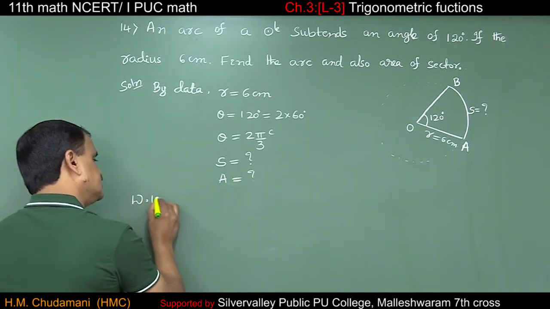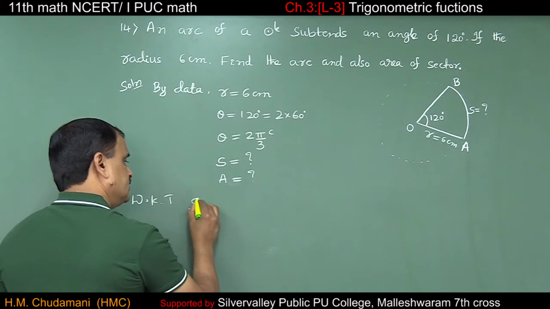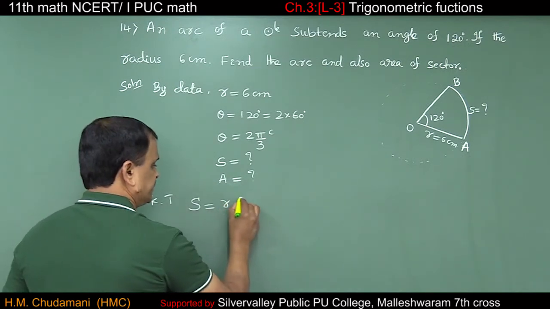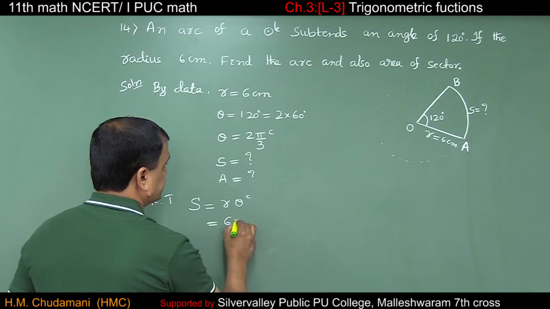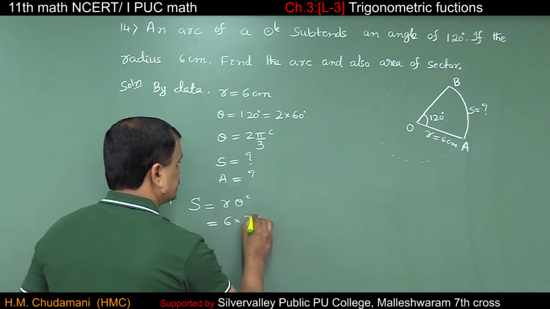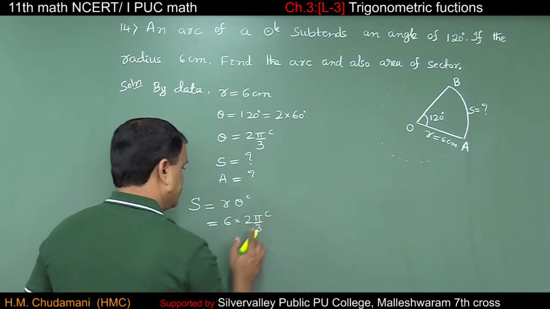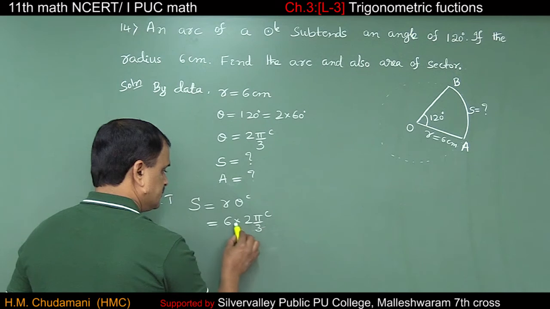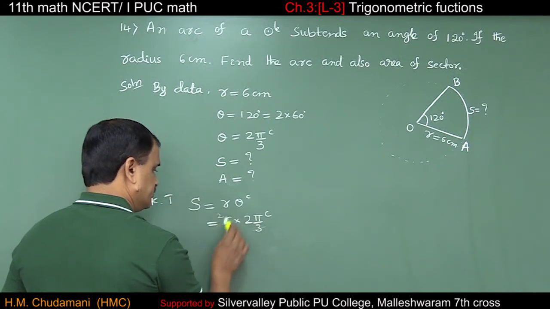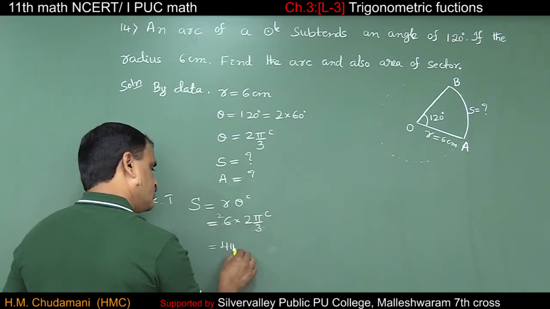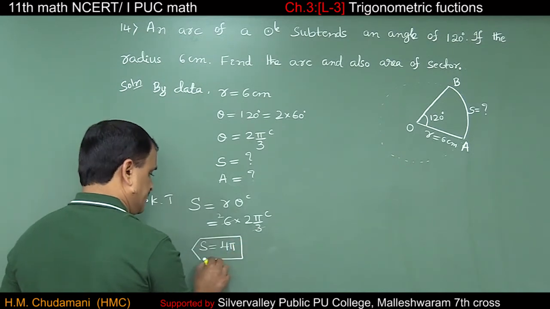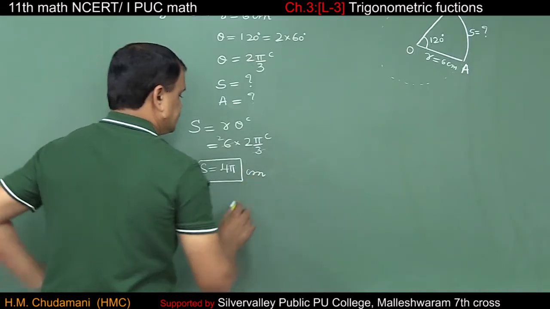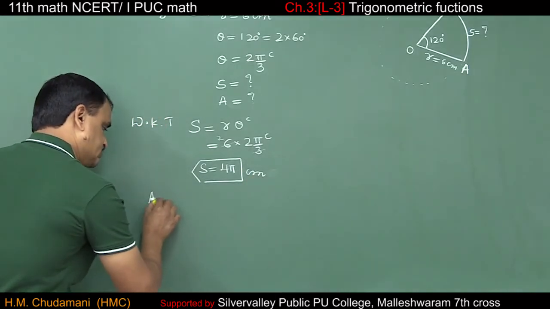We know that the arc length S is equal to R into theta radian. R is 6 and theta is 2 pi by 3 radian. Two times, S is equal to 4 pi. S is equal to 4 pi centimeters.